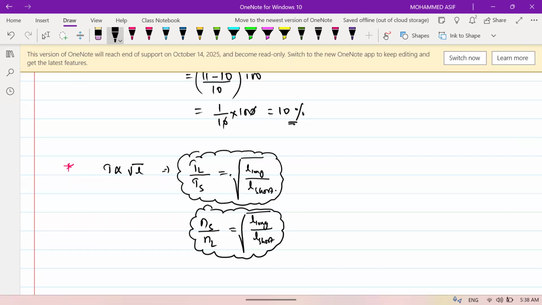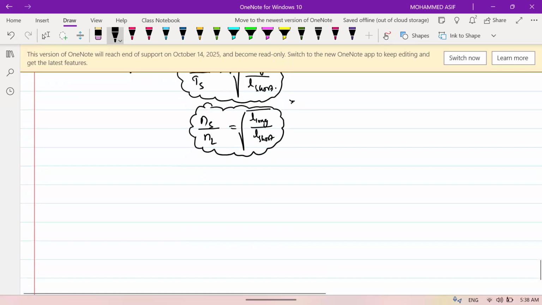Am I clear? Yes, sir. This is a very important formula we get. We get a lot of problems based on this one. Let me give you one small example for this one.